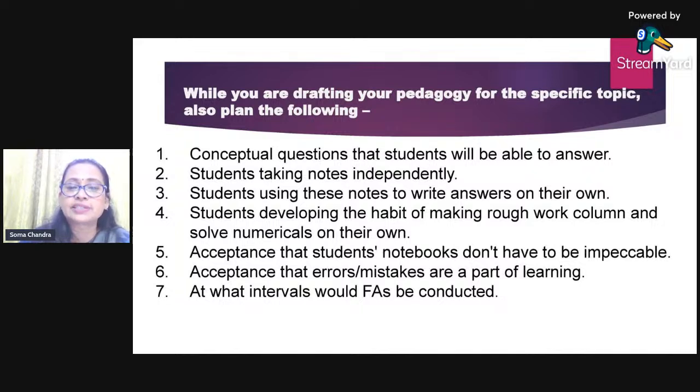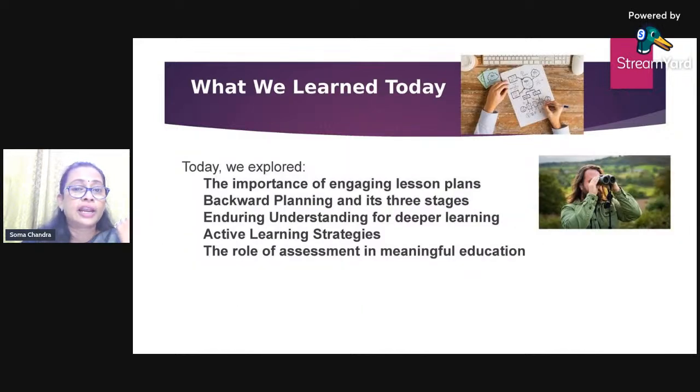Formative assessments. So what we have learned today: the importance of engaging lesson plans, backward planning and the 3 stages of backward planning, the important terms, enduring understanding, important to know, active learning strategies, how you can involve the students, how you can change their abilities, how you can develop skills, the role of assessment in meaningful education.